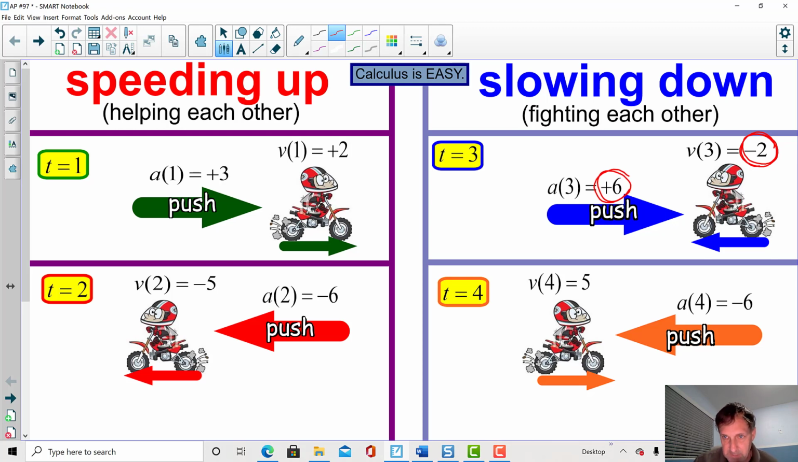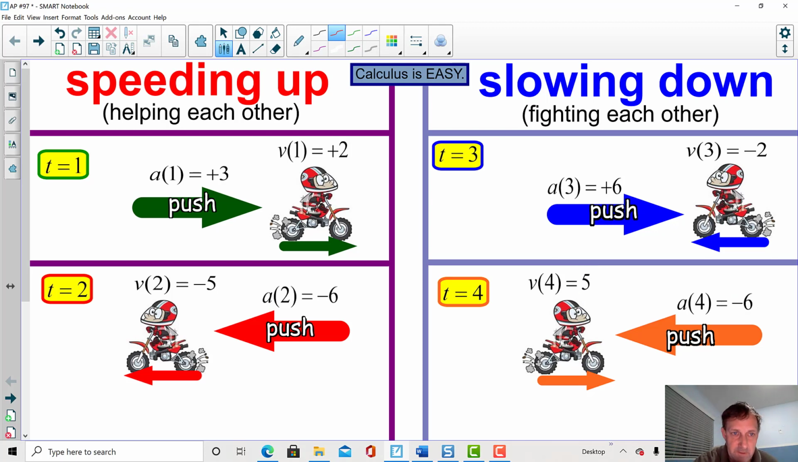So it's kind of like if a big gust of wind came and blew against you in the front, it would slow you down. Another example of slowing down would be if your velocity was positive, so you're going to the right, but your acceleration is negative. So your acceleration is going to the left. Again, it would be kind of like a gust of wind that's pushing against the front of you. And so obviously that would be slowing you down.